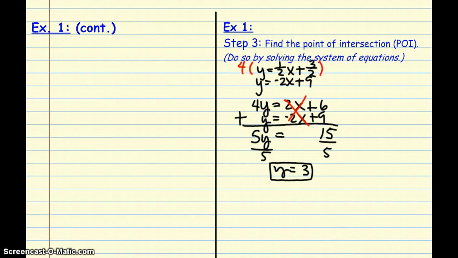Then I'm going to take this 3 and substitute it into one of my equations. I'm going to choose that second equation. So I'm going to put 3 equals negative 2x plus 9. And now I'm going to solve for x.